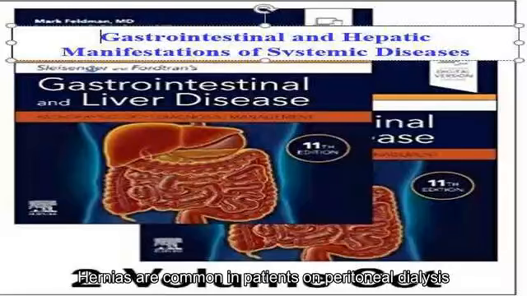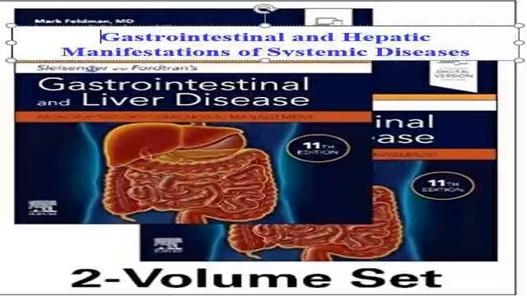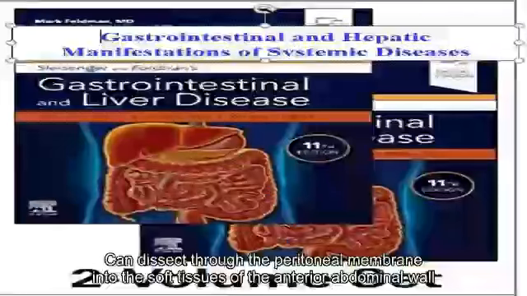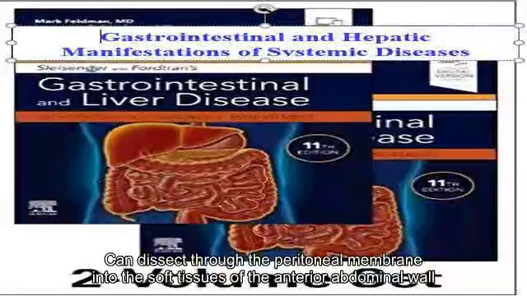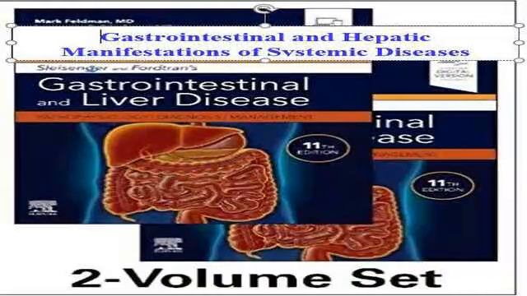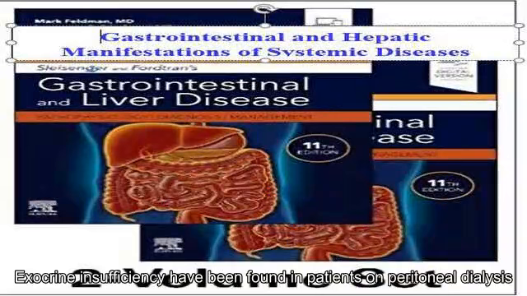Hernias are common in patients on peritoneal dialysis, especially at the catheter insertion site, inguinal canal, umbilicus, and sites of previous surgeries. Peritoneal dialysis fluid, under increased intra-abdominal pressure, can dissect through the peritoneal membrane into the soft tissues of the anterior abdominal wall, causing edema. Pancreatic parenchymal changes and exocrine insufficiency have been found in patients on peritoneal dialysis.